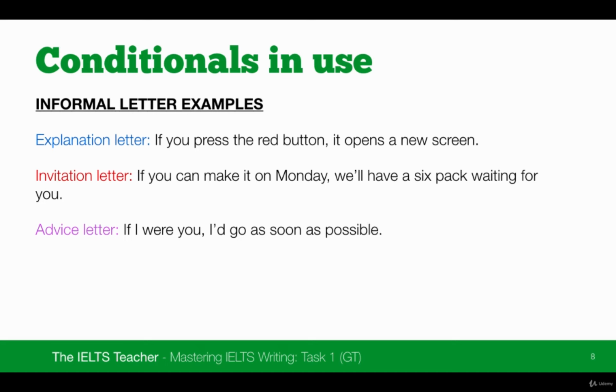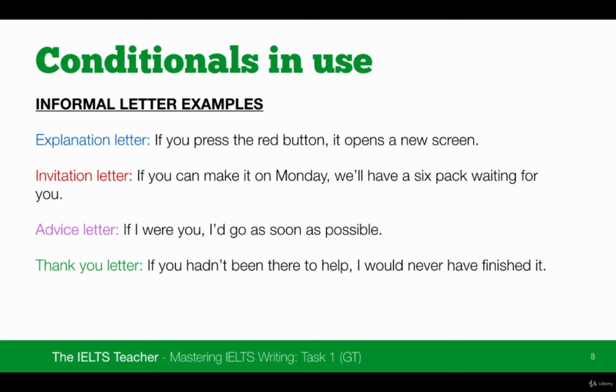An advice letter. If I were you, I'd go as soon as possible. Again, notice I were rather than I was. But this is a very typical expression when giving advice. If I were you. You can see it's past there, I were, followed by the would, I would, contracted I'd, followed by the infinitive go. I'd go as soon as possible. Maybe we're talking about going traveling or something.